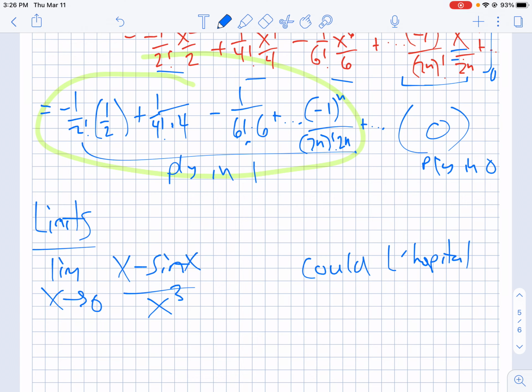Okay, you could L'Hopital it 3 times, but man, L'Hopital's rule, the hospitals have been pretty busy lately. Let's give them a little break. So let's try and do this limit with a series.